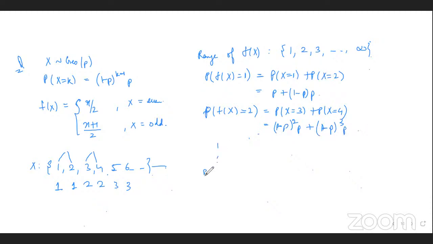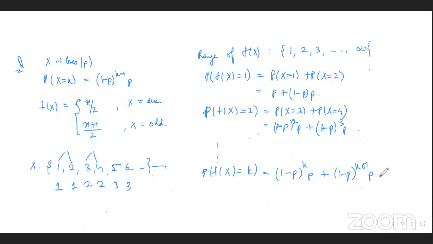Now, for general k, fx equals k, it will be 1 minus p to the power k into p plus 1 minus p to the power k plus 1 into p.